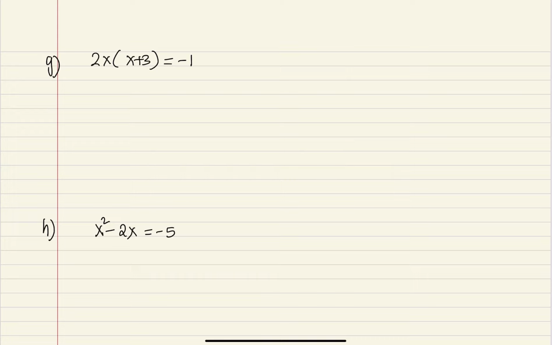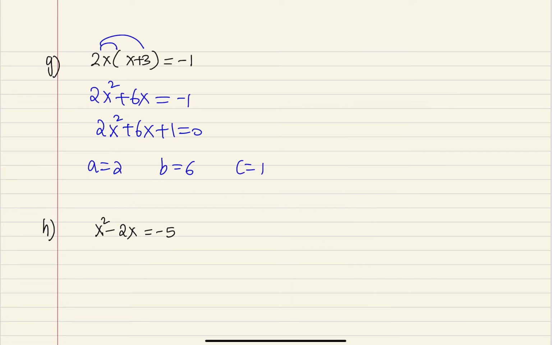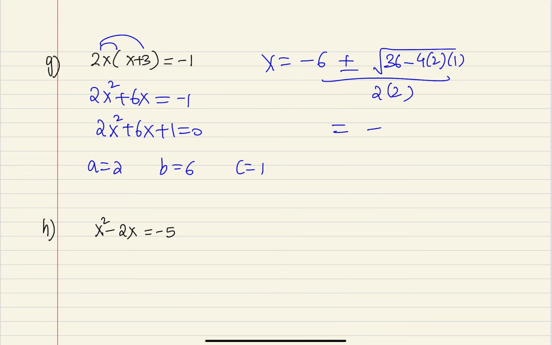Here we have an equation that's not in the standard form. So step number 1 will be to distribute 2x and bring everything to one side, get a 0 on the right hand side. And that's 2x squared plus 6x equals negative 1. 2x squared plus 6x plus 1 equal to 0. A is 2, b is 6, c is 1. x equals negative b plus minus square root of b squared, which is 36, minus 4ac, divided by 2 times 2. Negative 6 plus minus square root of 36 minus 8, divided by 4.